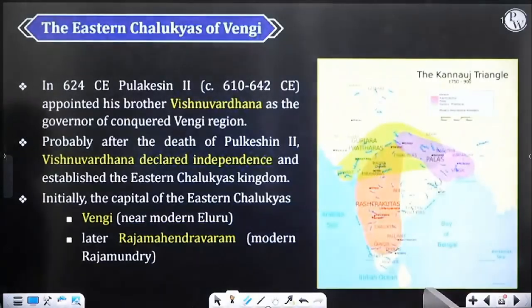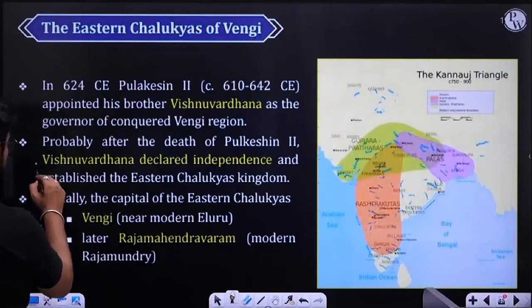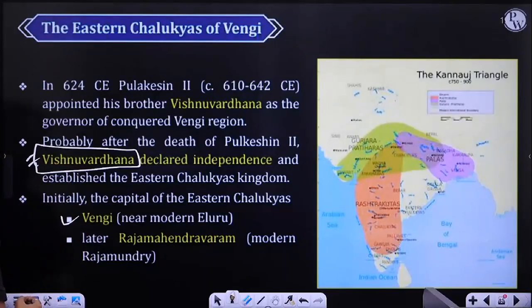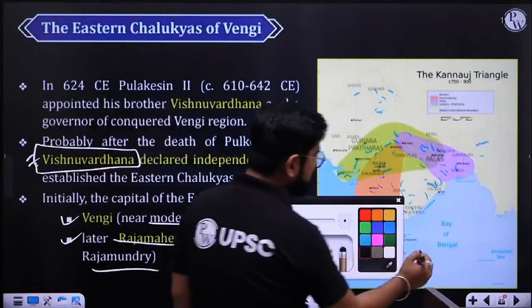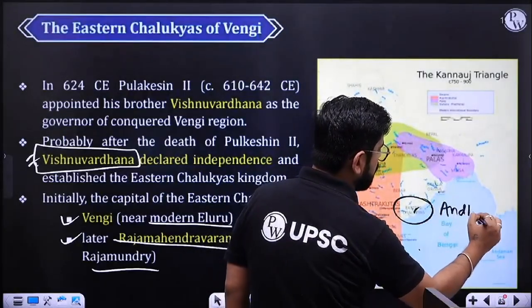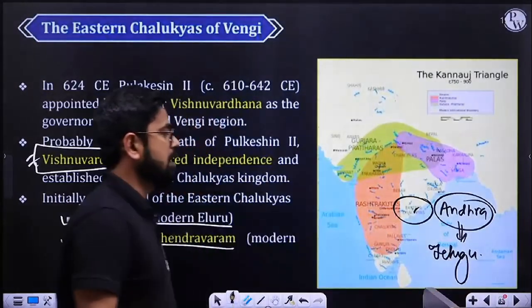So now we are not going to discuss Eastern Chalukyas, but we are just placing them over here, where they actually were. Initially it is Vishnuvardhan, and Vishnuvardhan will declare independence immediately once his brother is gone. So your capital is Vengi. Modern it is Eluru, and later on they will shift the capital to Rajamahendravaram, Rajamundri. This is the spot from where they will rule. The Eastern Chalukyas are basically ruling from the Telugu region, Andhra region, Telangana region, and under them there will be a rise of Telugu.